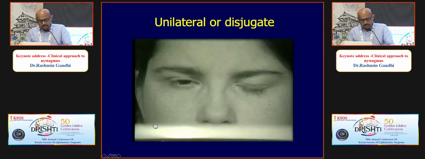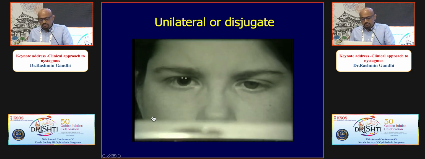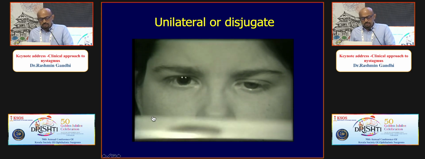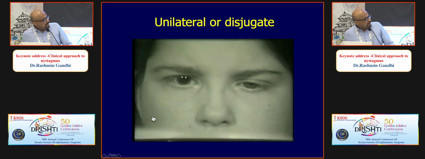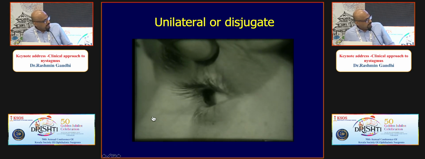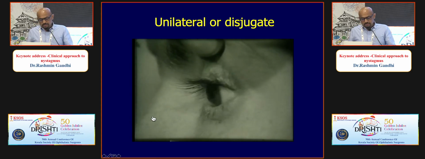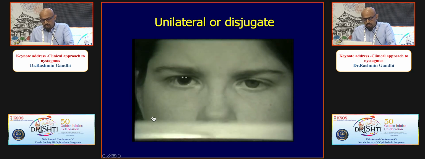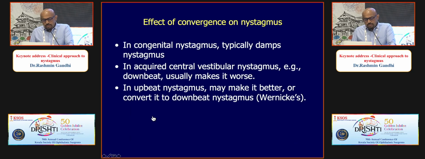This was shown by Dr. Naina. This is an example of convergence retraction nystagmus, where you also see that the patient has a light near dissociation, a larger pupil, and when the patient is looking at the optokinetic drum, there is that retraction. This is a part of Parinaud syndrome or dorsal midbrain syndrome. So these are the nystagmus which have an effect of convergence.